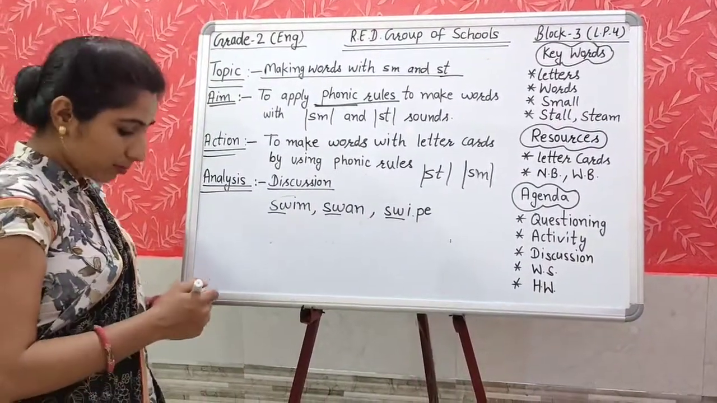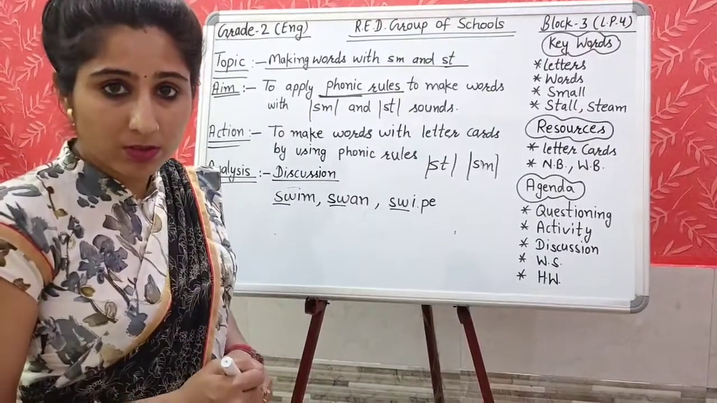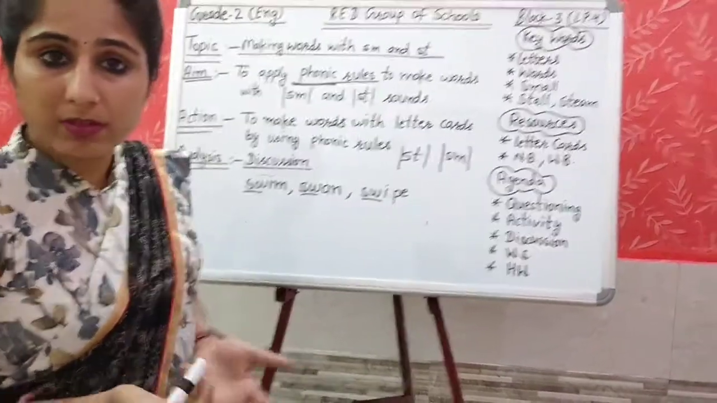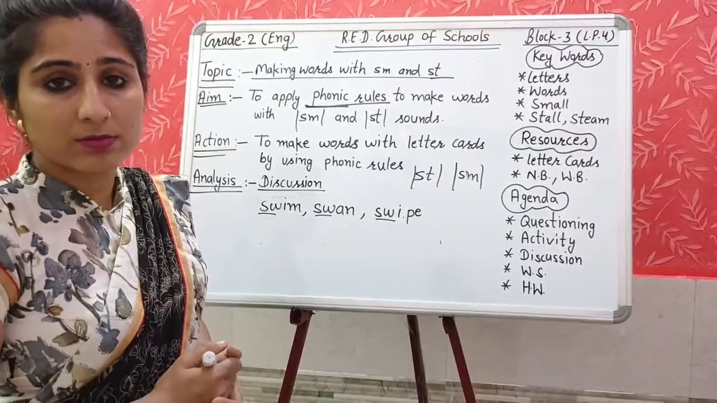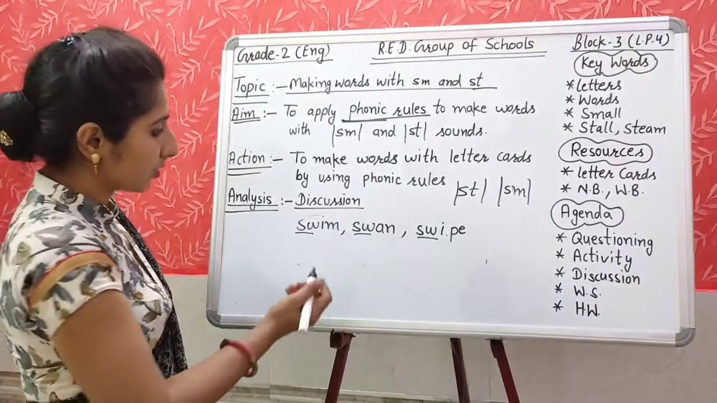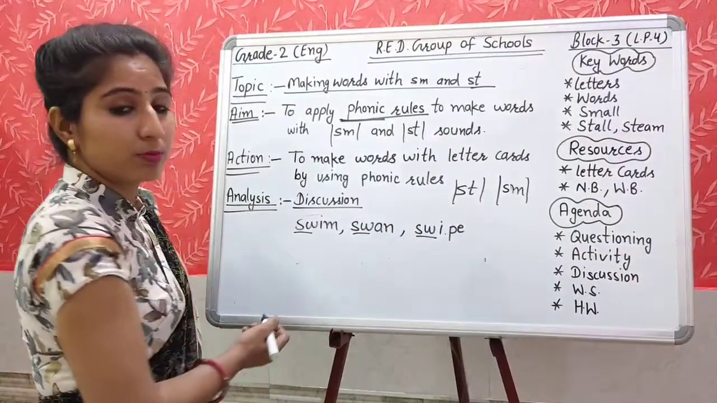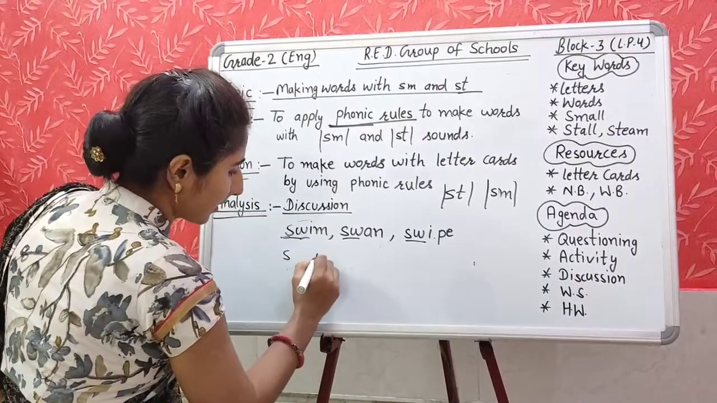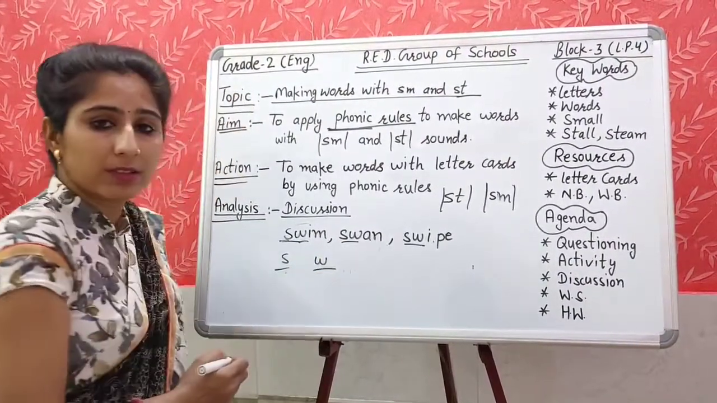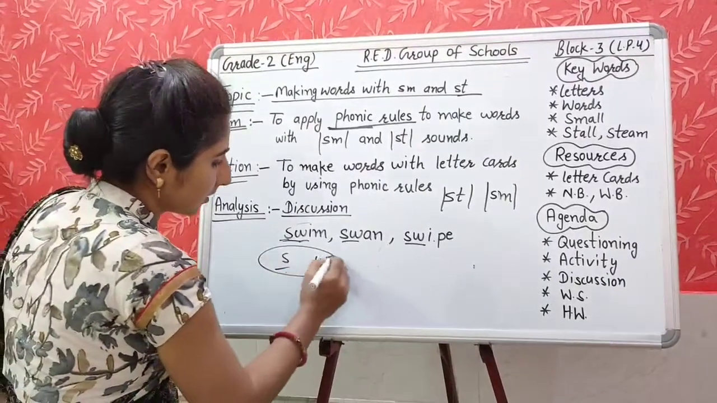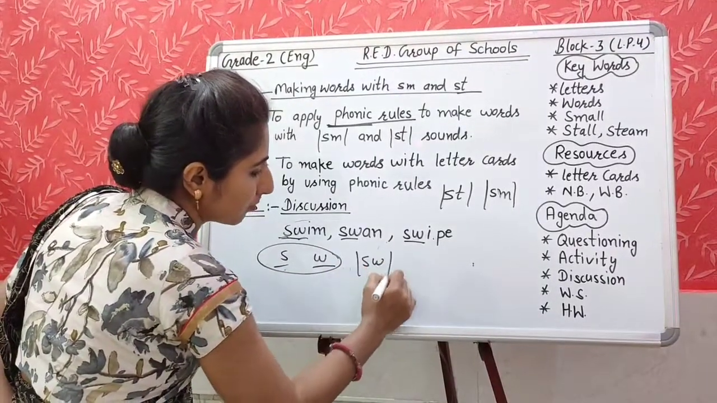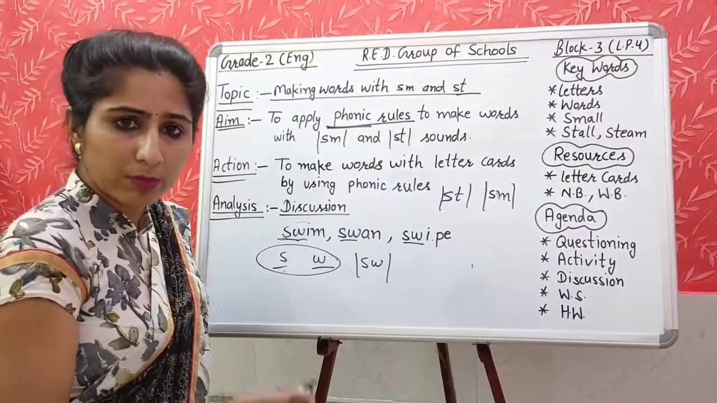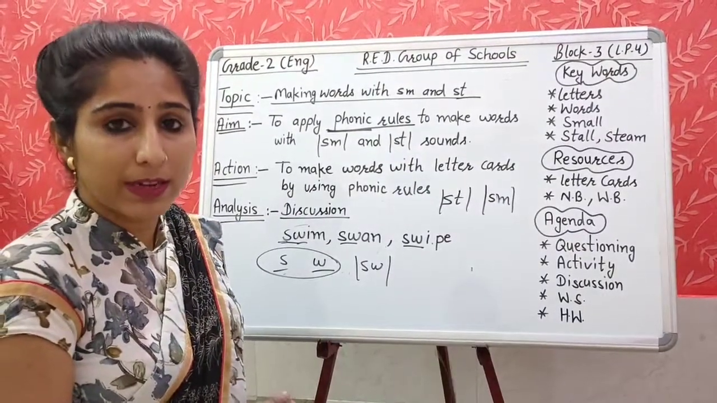So, can you make more words with this sound? Yes, we can make many words by using these words. Yes, students. Which words help us to make this sound? Yes, S and W. S and W make this sound. And this is one more blend.